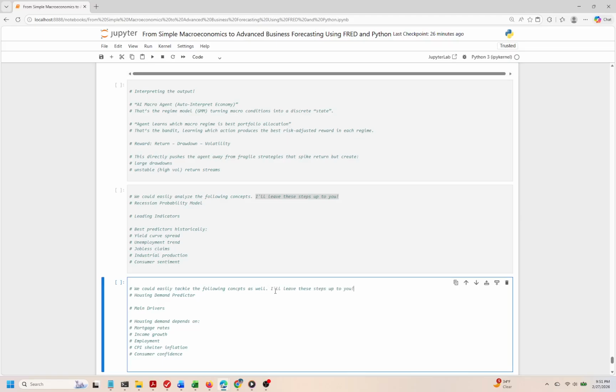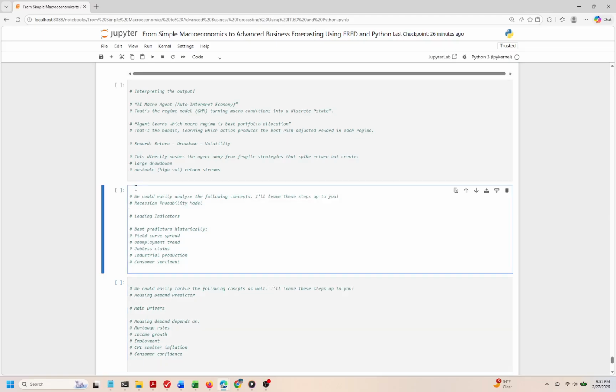Cell 35. In this cell, we're exploring the foundational concepts necessary for understanding our recession probability model. This phase is critical as it identifies key economic indicators that have historically proven to be strong predictors of recessions. By examining these indicators, we can create a framework that helps us assess the likelihood of an economic downturn, which can be invaluable for policymakers, investors, and businesses.